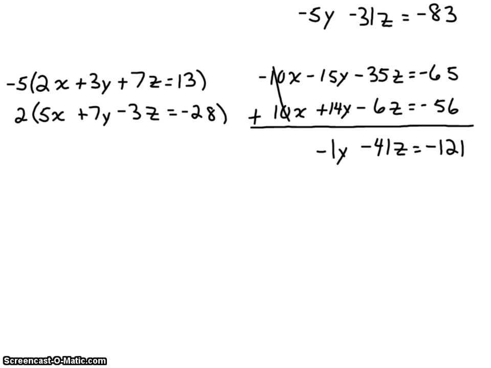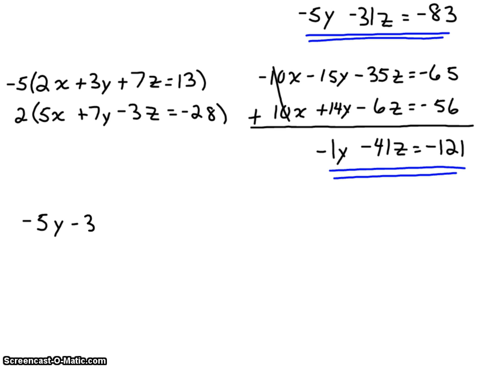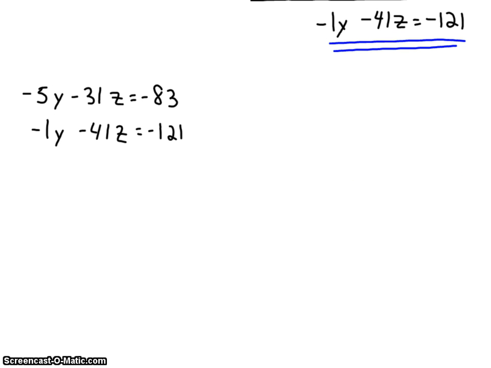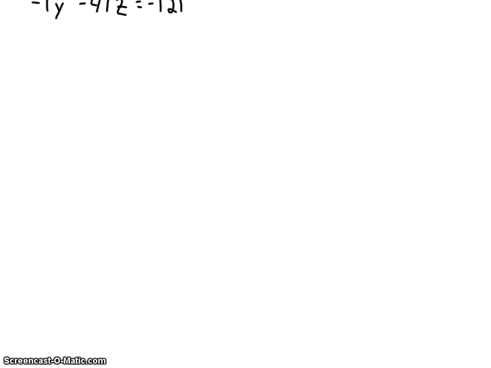Now I have 2 equations with only 2 variables. I'm going to use those 2 equations now and set up a new system and eliminate one of those variables. So I'm going to write them down over here. And I'll work on this system right now.